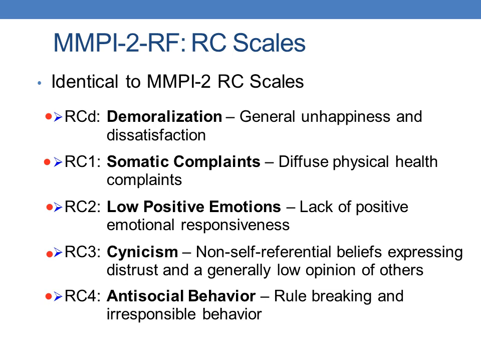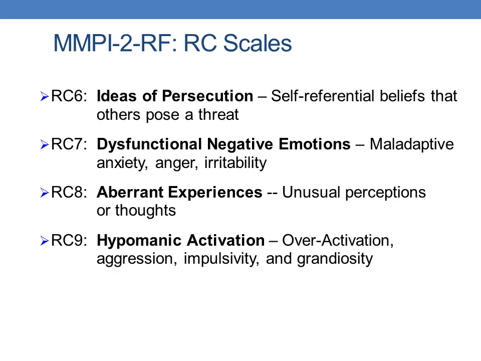RC4 captures antisocial behaviors in a much more pure way than the former Pd scale. There's no RC5 and RC0. I'll talk about those a little bit later, so just keep that in mind. RC6 captures kind of ideas of persecution, self-referential beliefs that others pose a threat. It includes items like, people are trying to get me, people are trying to poison me, people are out to get me, and those sorts of things.